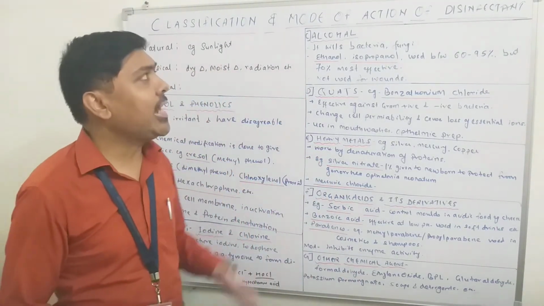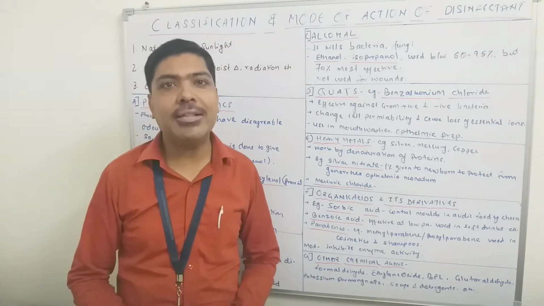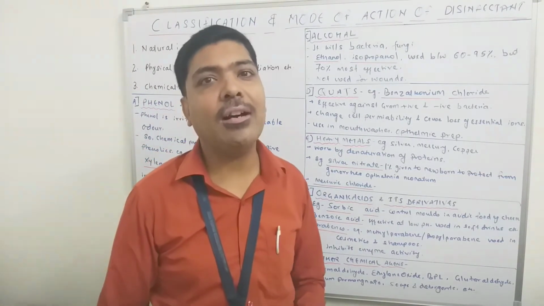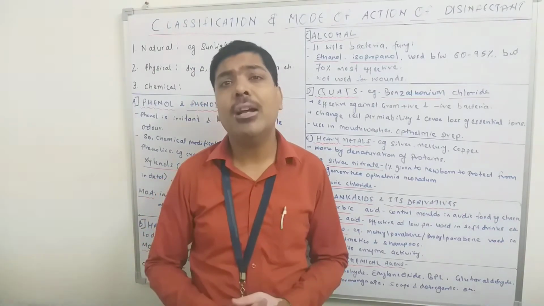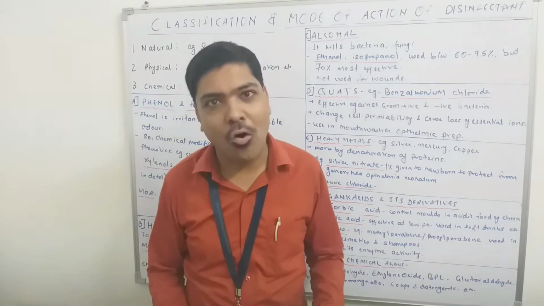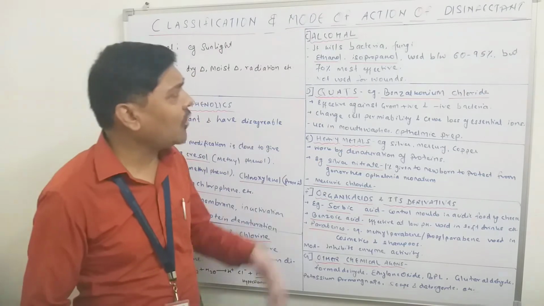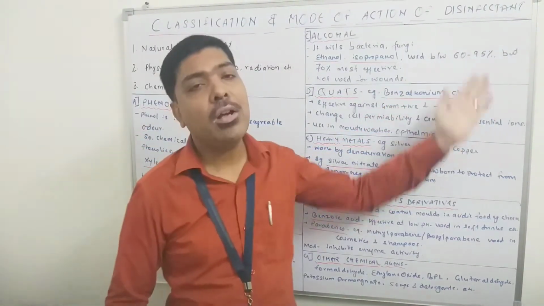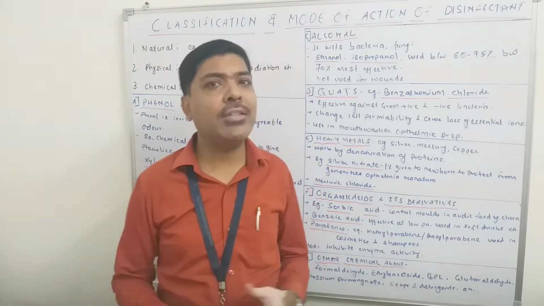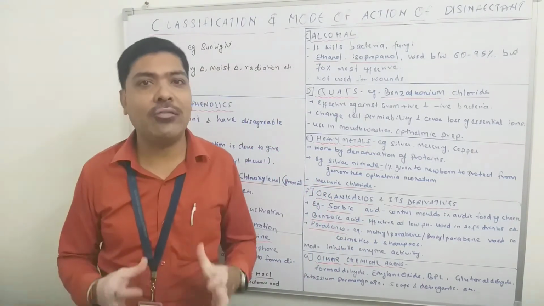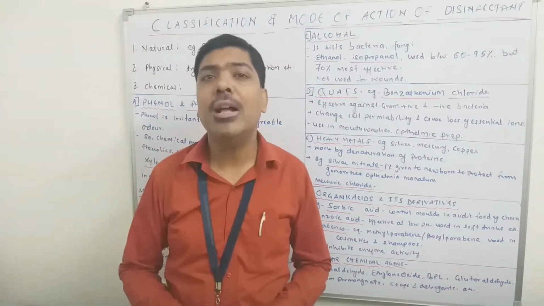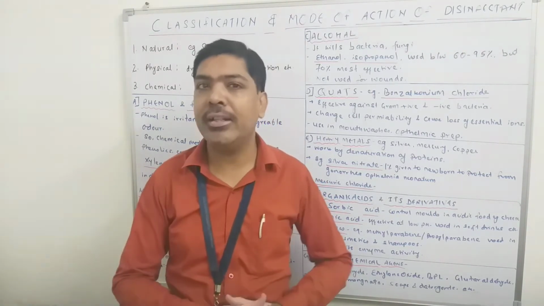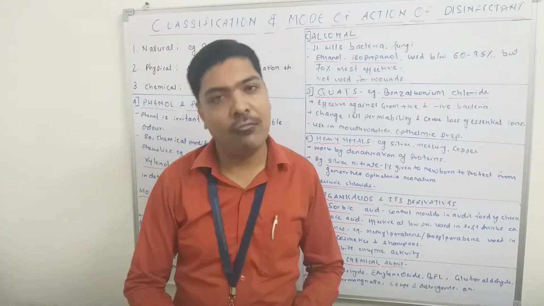Now coming to the next class of disinfectant, that is alcohol. Because of the pandemic, everybody is using a sanitizer. Sanitizer generally consists of an alcohol, okay? That basically consists of ethanol or isopropanol in a concentration between 60 to 95%, but it is observed that 70% is the most effective concentration of alcohol against bacteria, fungi, and viruses.